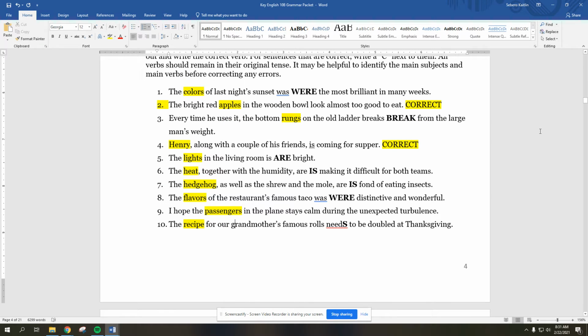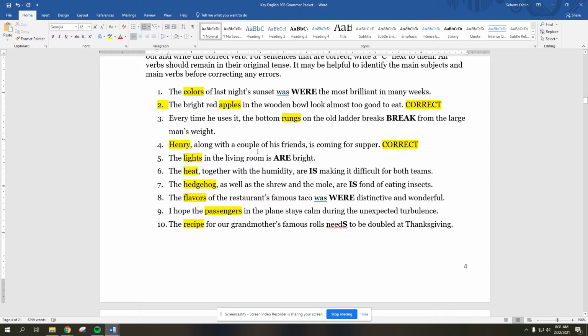All right, let's take a look. You're going to notice that I've highlighted in yellow all of the subjects of the sentence. So looking at number 1, for example, the colors of last night's sunset were the most brilliant in many weeks. Colors were brilliant. 2, the bright red apples in the wooden bowl look almost too good to eat. That is correct. Apples look.